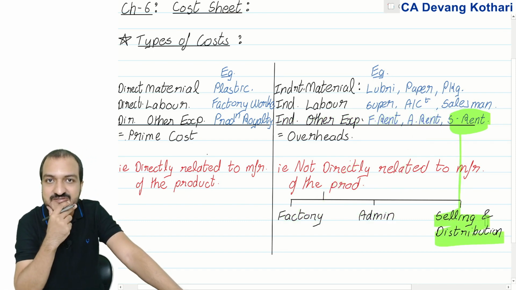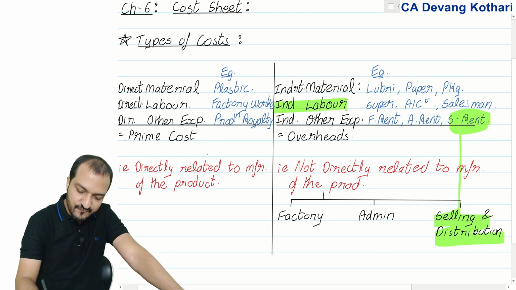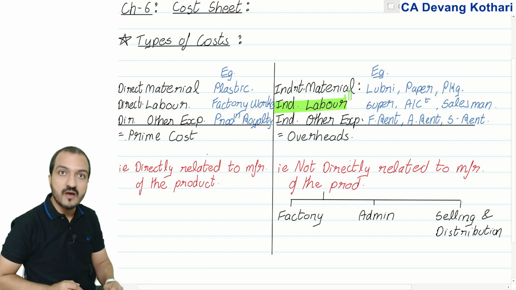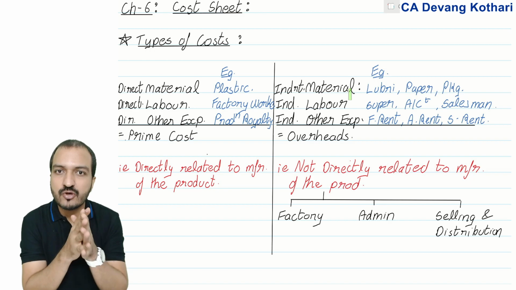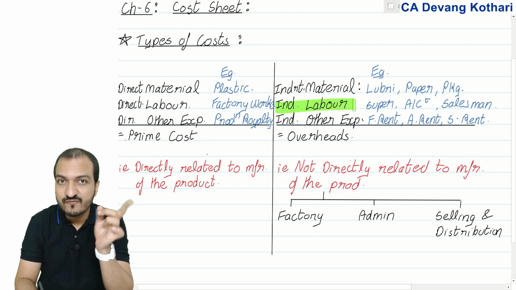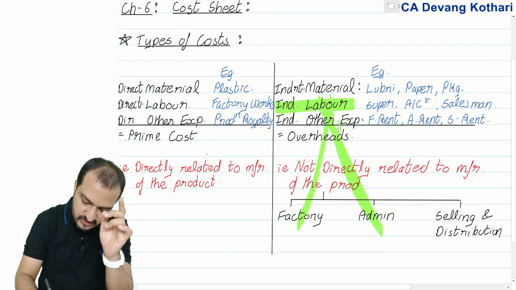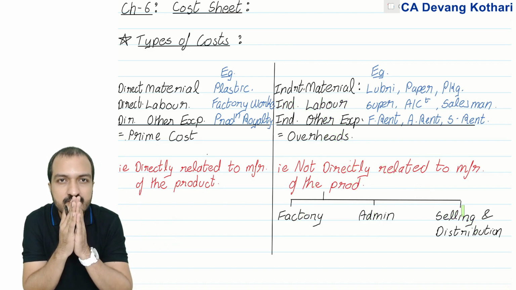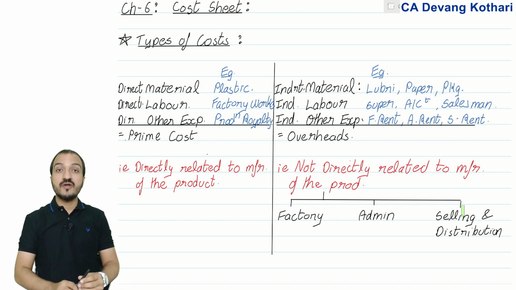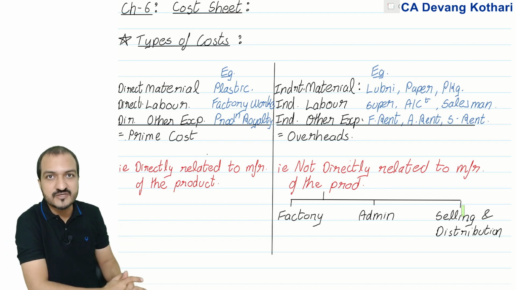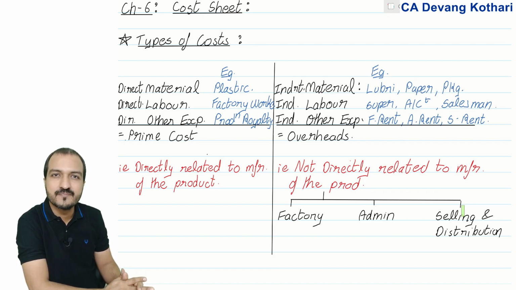selling and distribution overheads. In fact, say for indirect labor, you gave me example also of security guard. Tell me, the wages paid to security guard, it is an indirect labor, correct? But the wages of that security guard will fall under which indirect labor? Factory, admin, or selling? Tell me, security guard, factory, admin, or selling? Trick question. No, it's not that simple. It's a trick question. You tell me. Think and answer.